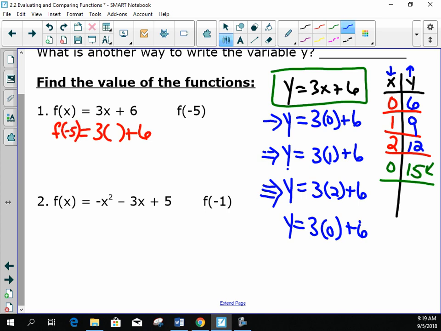Why did I put empty parentheses? Because I'm going to substitute negative 5 in there, am I not? So then f of negative 5, what does it equal? That's negative 15. Negative 15 plus 6, please use your calculator. Negative 15 plus 6 is what? That's all we're doing today.